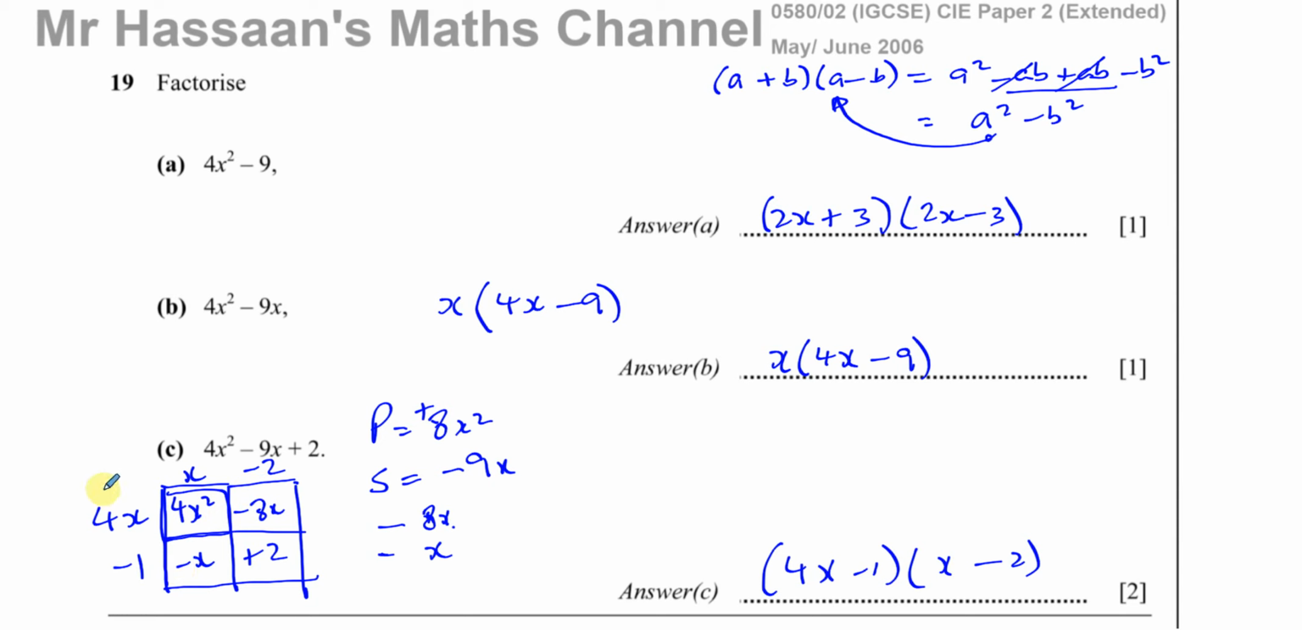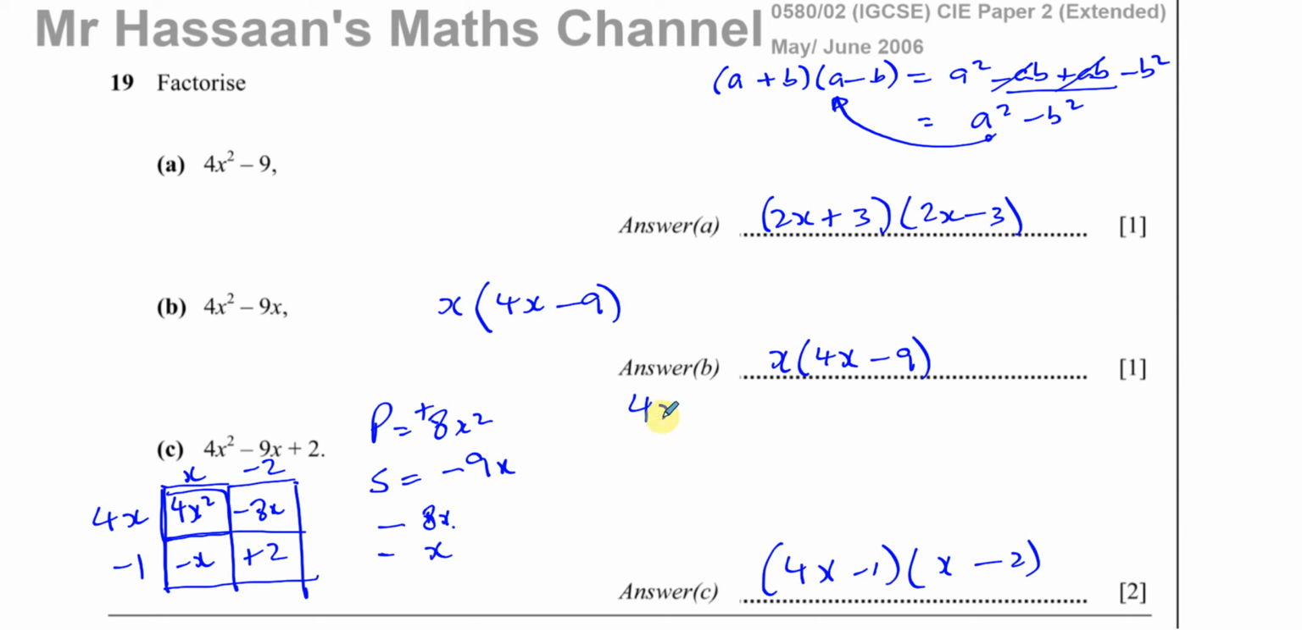And what you're left with on the outside, on the left and the top of the grid, are the two factors of the expression. So we have now finished. You can check your answer: 4x squared minus 8x minus x, which is minus 9x, and plus 2. So that's one method of factorizing using this method of these grids.